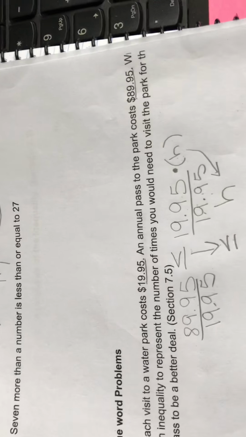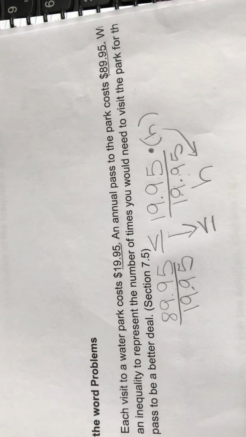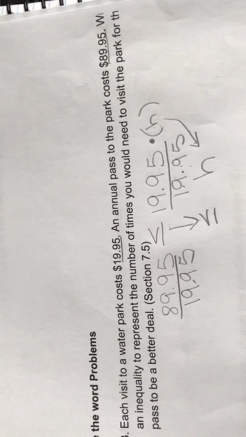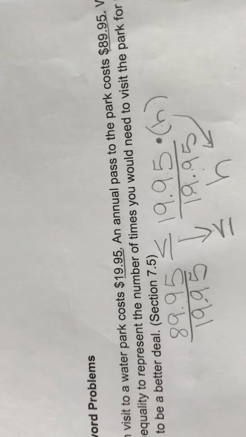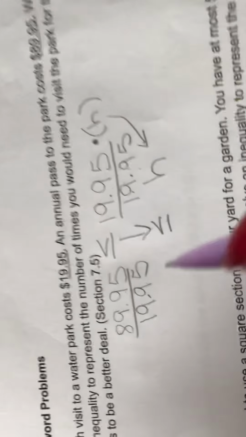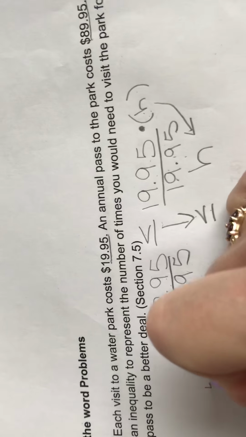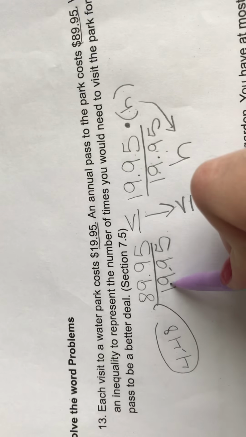All right, now we need to do a little bit of math. Are we ready? $89.95 divided by $19.95 equals 4.48. Well, I can't do that. That's the answer if I divide it.